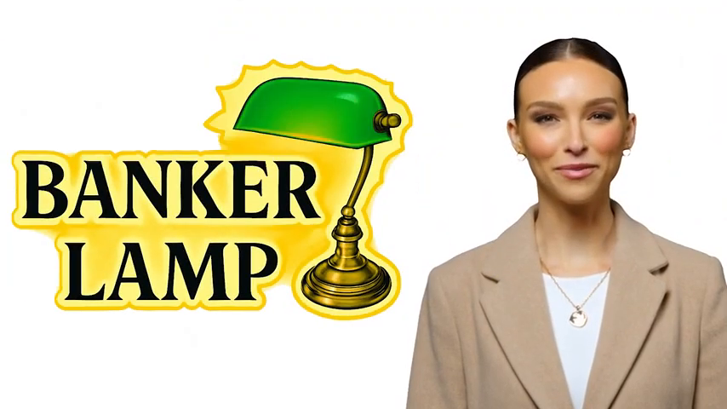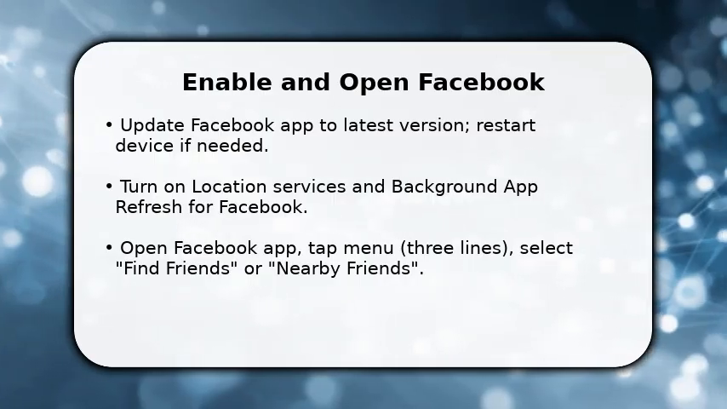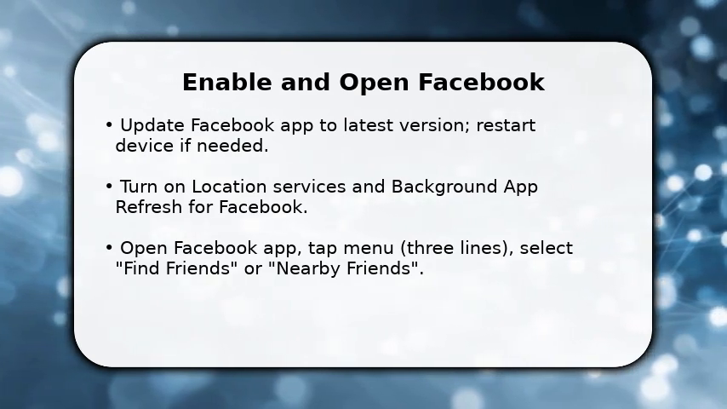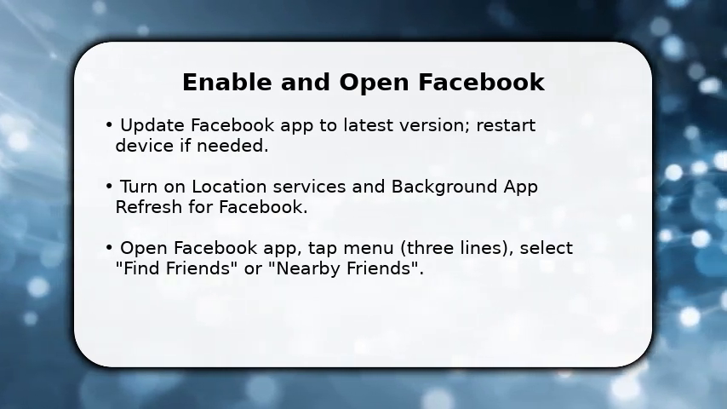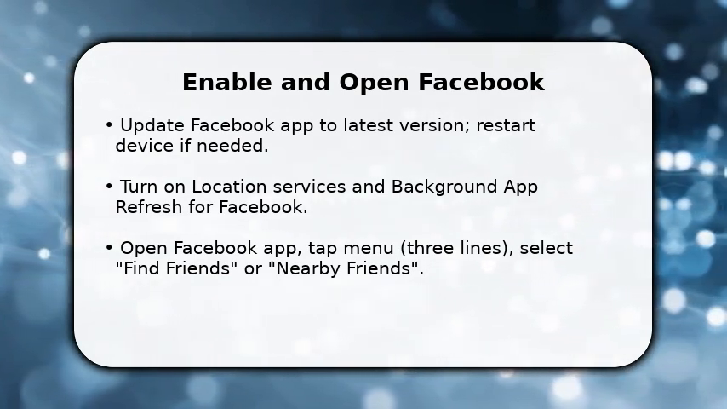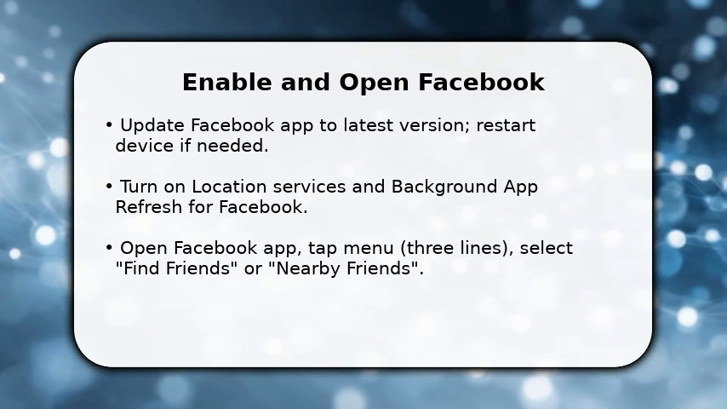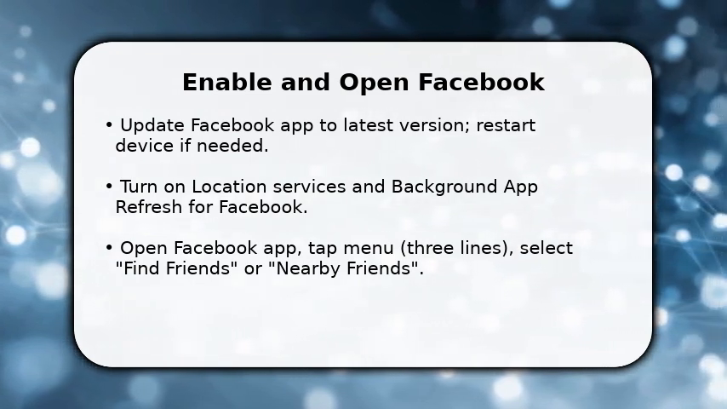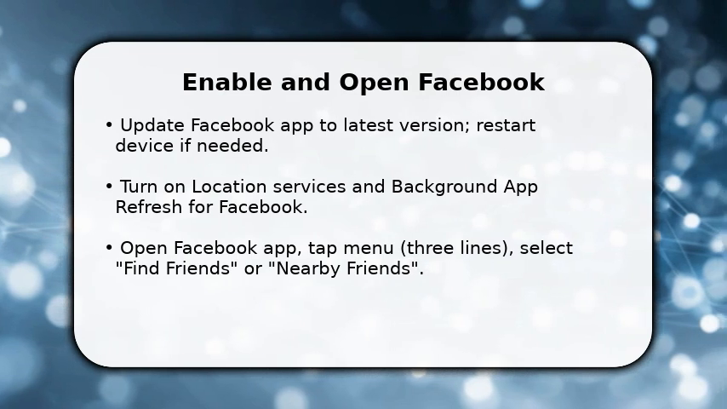Please enjoy the video. You start by getting the app ready. Update Facebook so features behave predictably, then enable location and background refresh so nearby friends can detect people. Once done, open Facebook and tap the menu icon. You want the Find Friends or Nearby Friends entry.